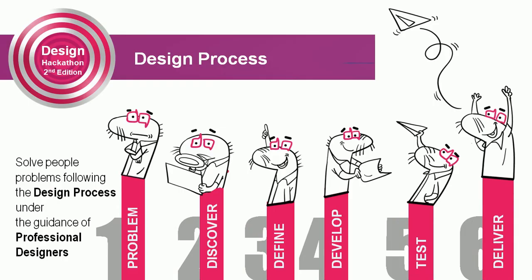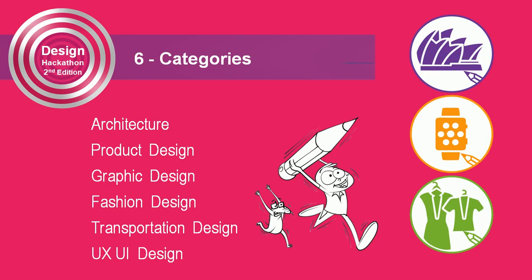I'm Umesh Kumar GL, I'm founder director of Design Quotient Labs, and I'm going to take you through this Design Hackathon, the second edition. Now what you do in this Design Hackathon is solve real problems, people problems, by following the design process under the guidance of professional designers. There are 6 categories to choose a project from, ranging from architecture, product design, graphic design, fashion design, transportation design, and UX UI design.